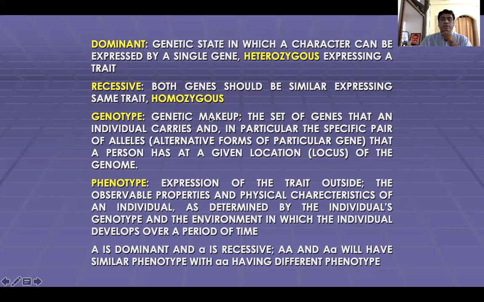Genotype is the genetic makeup and the set of genes that an individual carries, and in particular the specific pair of alleles, that is alternative forms of a particular gene, that a person has at a given location or locus of the genome. Whereas phenotype is the expression.